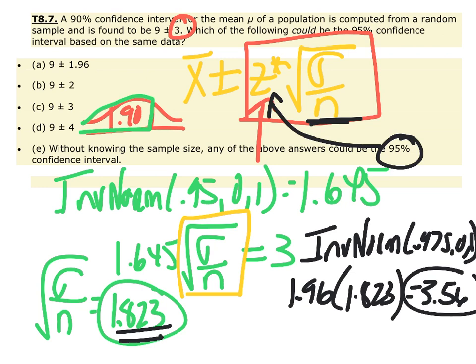So based on these results, which could be the answer, letter D would be a reasonable option to figure out what the confidence interval would be. Do be cautious, though, with choice E.